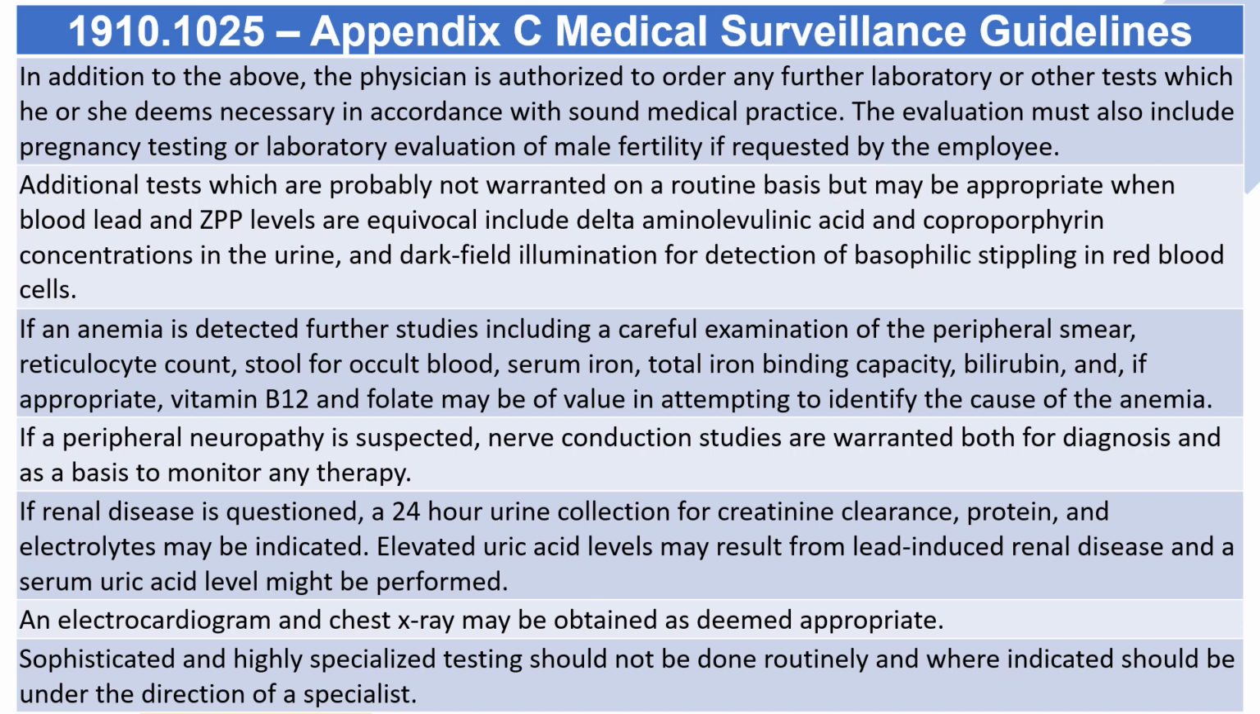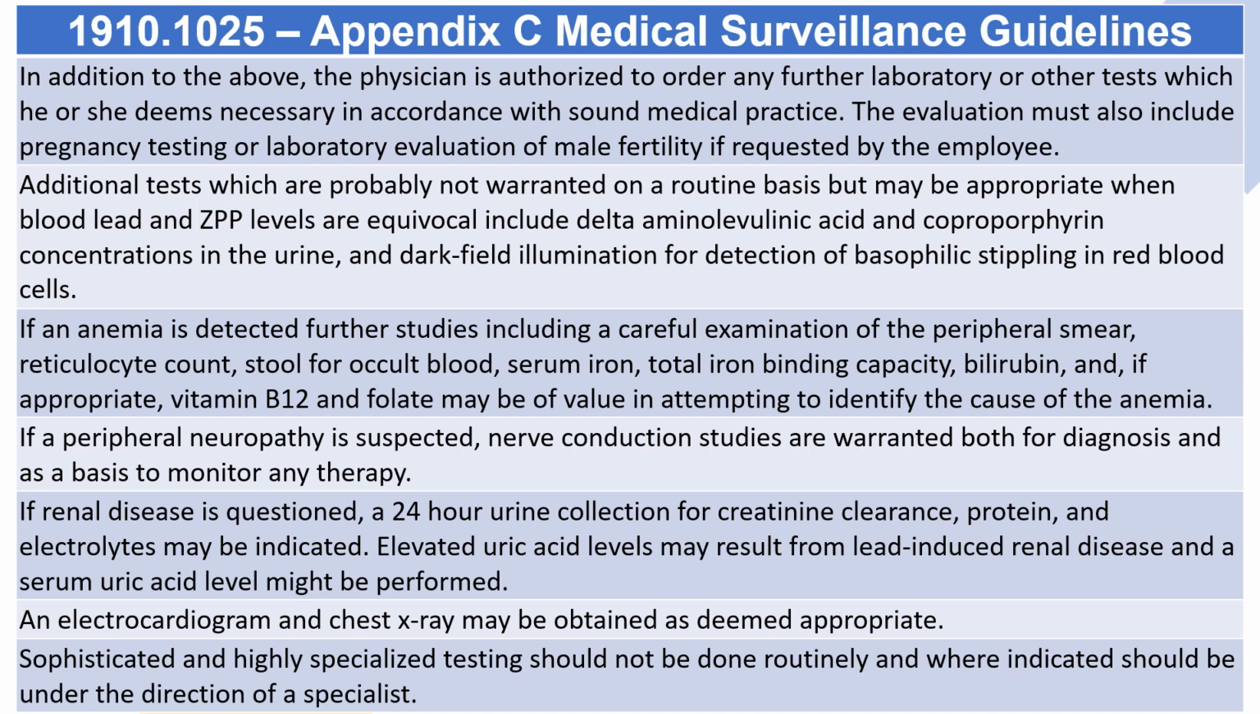Additional tests, which are probably not warranted on a routine basis but may be appropriate when blood lead and ZPP levels are equivocal, include delta-aminolevulinic acid and coproporphyrin concentrations in the urine, and dark-field illumination for detection of basophilic stippling in red blood cells.